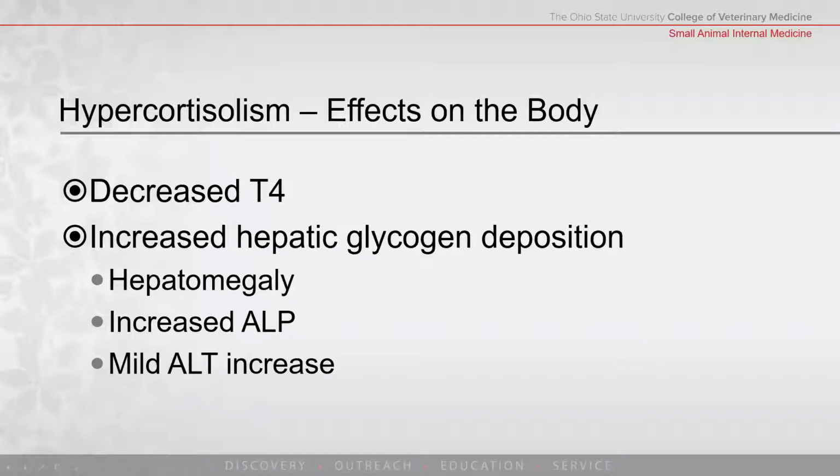You're also going to have increased hepatic glycogen deposition, which is basically like stuffing the liver cells with glycogen. And that's where you get that hepatomegaly, the increased alk phos, and you get a secondary mild ALT increase. Next slide.